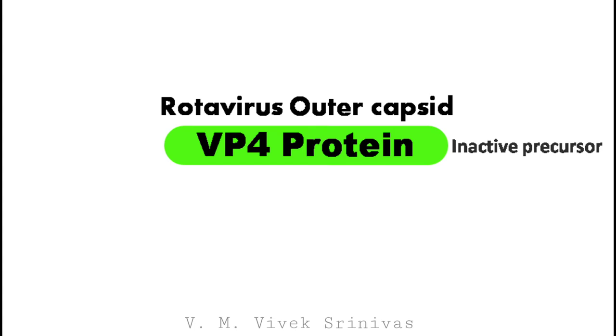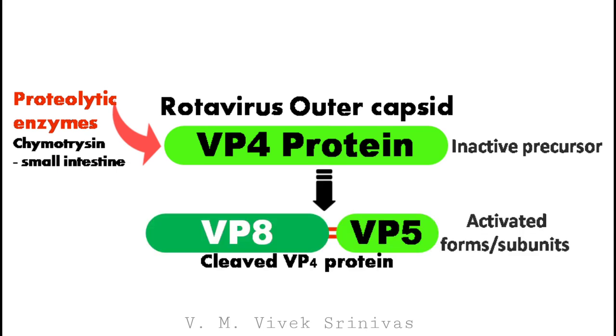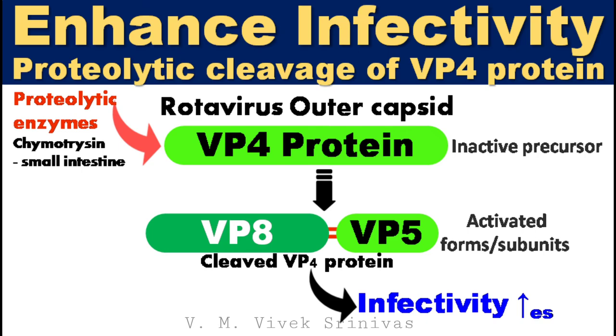In rotavirus, the VP4 outer capsid protein generally exists as an inactive precursor. But once this inactive protein is exposed to proteolytic enzymes, like chymotrypsin, which is present in the small intestine, the inactive VP4 outer capsid protein precursor gets cleaved into VP8 and VP5, active subunits. In this process, the infectivity of the virus is increased.